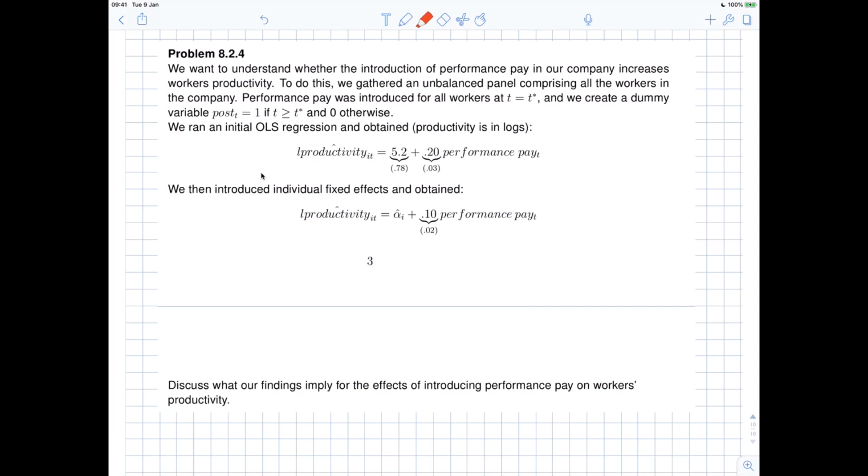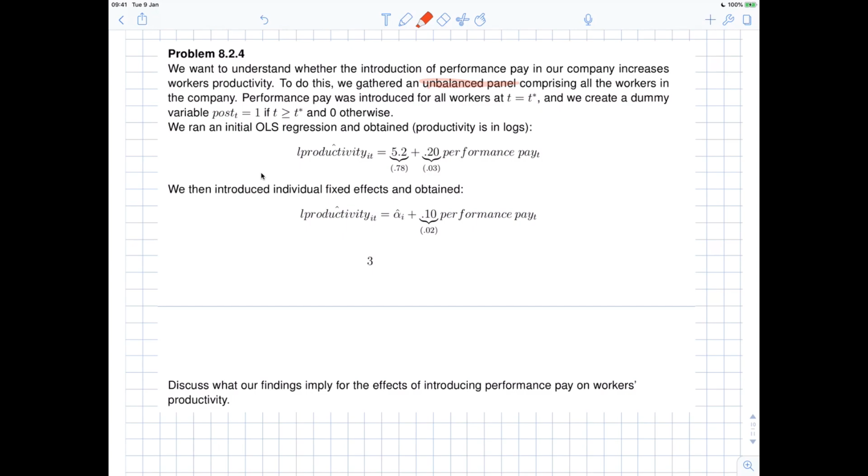An interesting question. One thing to realize here is that we have an unbalanced panel. What does an unbalanced panel mean? It means that not the same individuals are observed over the same sample. So imagine that part of the workers left, or new workers entered. So you have an unbalanced panel for the different individuals.